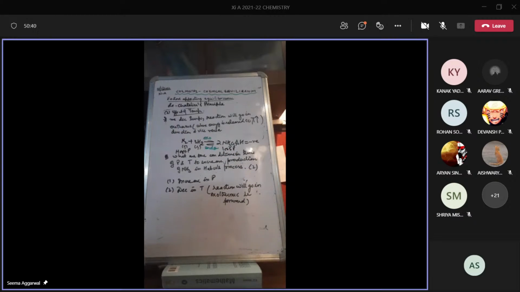Second point, if we decrease the temperature, the reaction will go in the exothermic direction. In general, if we decrease the temperature, the reaction will go in the direction where the temperature is increased. That is exothermic.